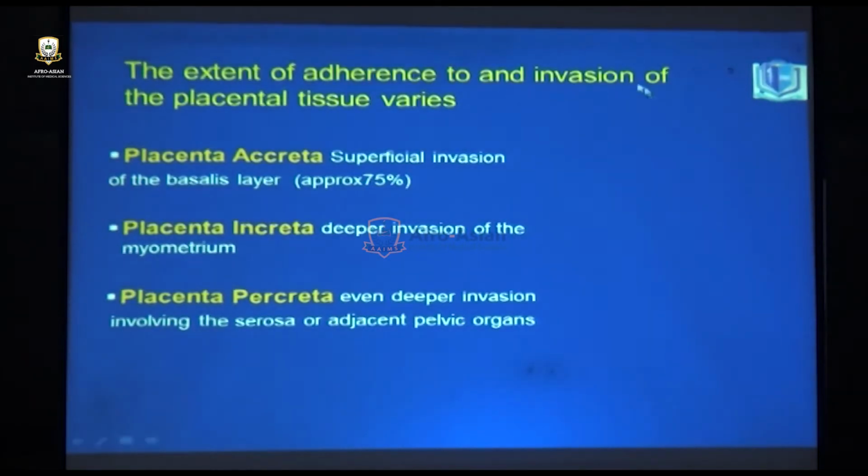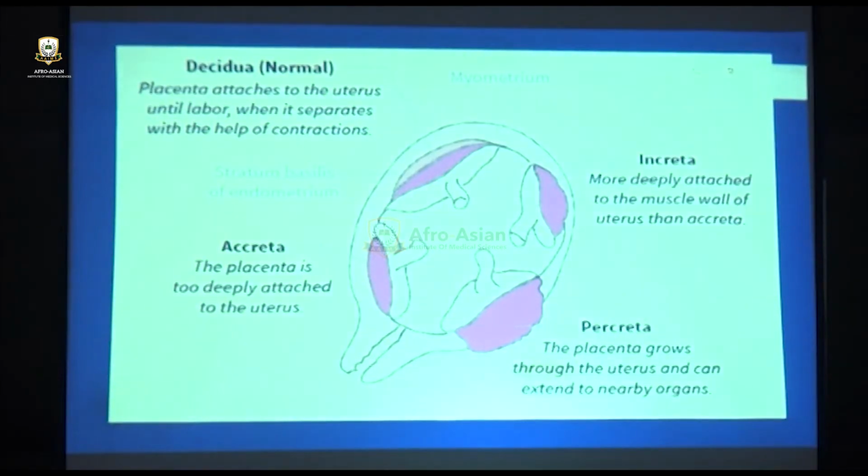The extent of adherence and invasion of placental tissue varies. There are three types. One is placenta accreta, where there is a superficial invasion of the basalis layer. It's seen in approximately 75% of cases. The second is placenta increta. It goes into deeper layers and goes up to the myometrium. And the third one is percreta, an even deeper invasion involving the serosa or adjacent pelvic organs. We'll see the examples. This is a schematic diagram.